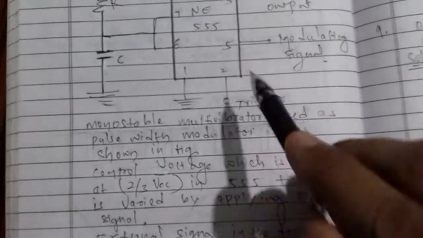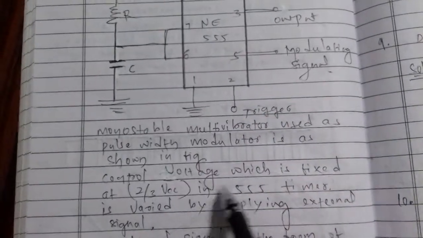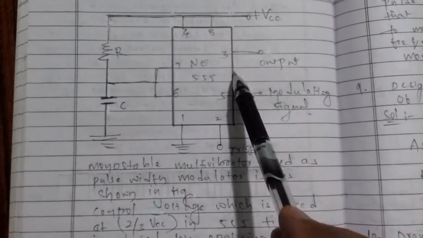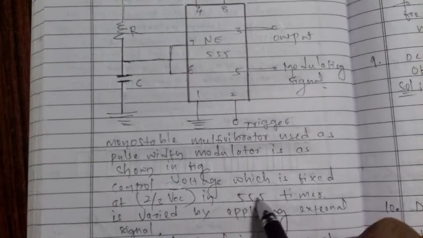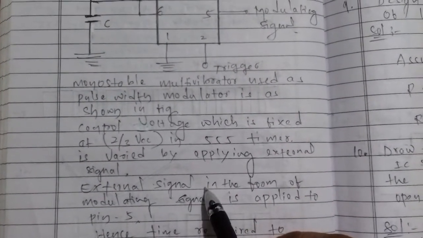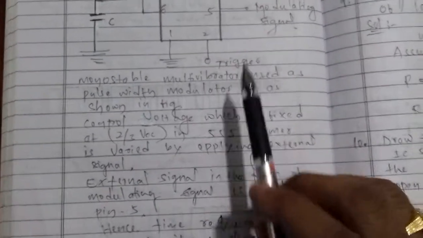Pulse width modulation. The monostable multivibrator used as a pulse width modulator is as shown in the figure, with R, C, VCC and output. The control voltage, which is fixed at 2/3 VCC in the 555 timer, is varied by applying an external signal. The external signal, in the form of a modulating signal, is applied to pin 5.